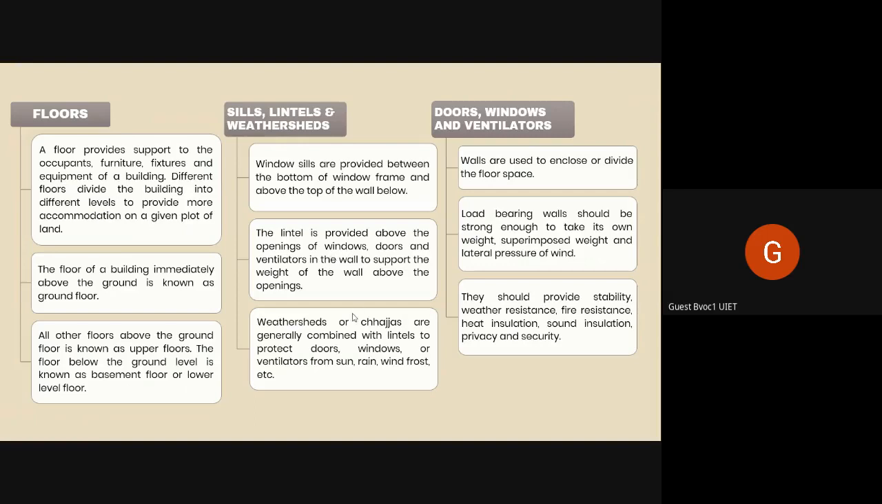And all the floors above the ground floor are known as upper floors. The floor below the ground level is known as basement or lower level floor. Right. So in the fine arts department, if you don't go up the steps, if you go down with the staircase, you will reach the lower level floor. And if you have a 2 or 3 or 5 steps plinth, but then you have a whole another floor underneath the ground floor, it's the basement.